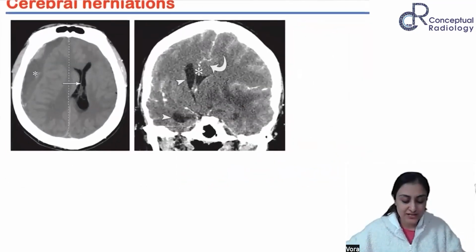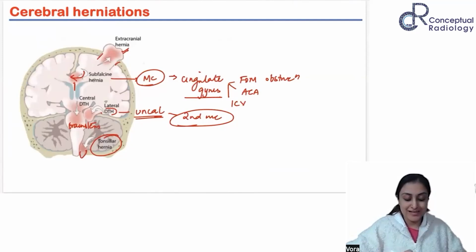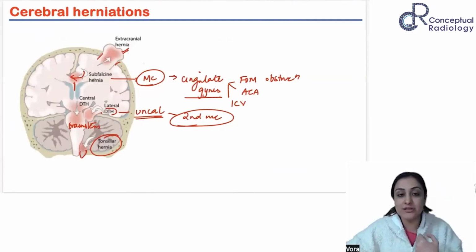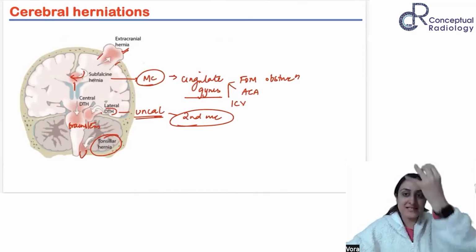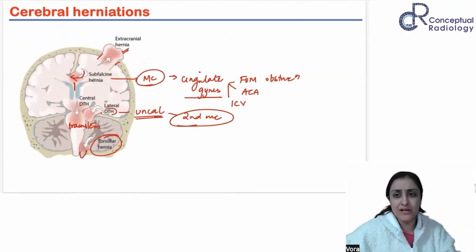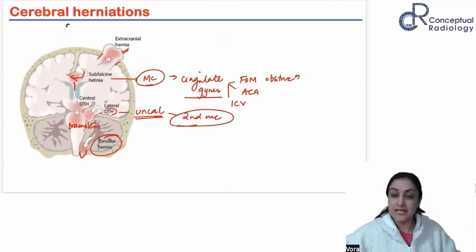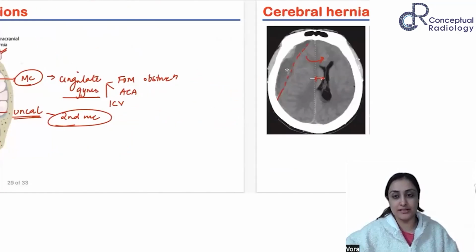Central descending transtentorial herniation is where the brainstem only comes down, right? So you have the brainstem herniating inferiorly through the tentorium. You'll see a downward displacement of the brainstem. Pretty unusual, I haven't seen this myself, but this is what you are going to be seeing, where the brainstem herniates inferiorly. Lateral DTH is far more common than central DTH, right?